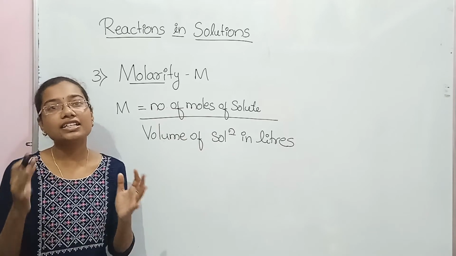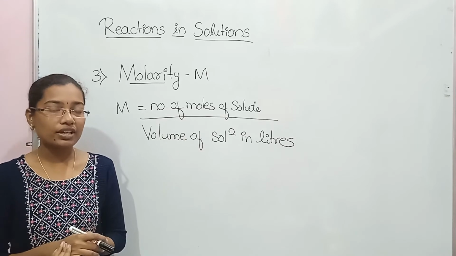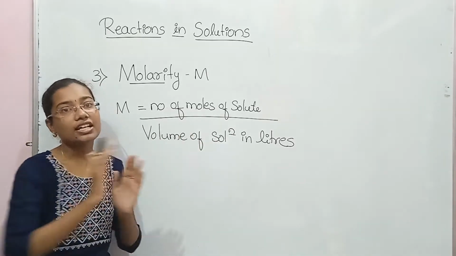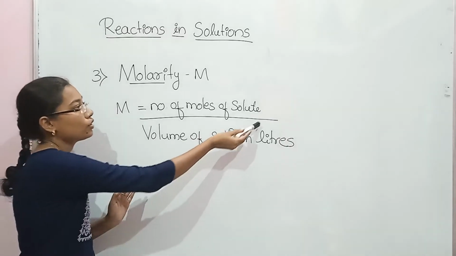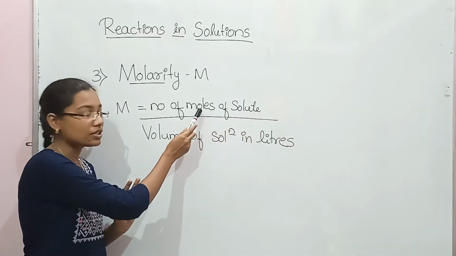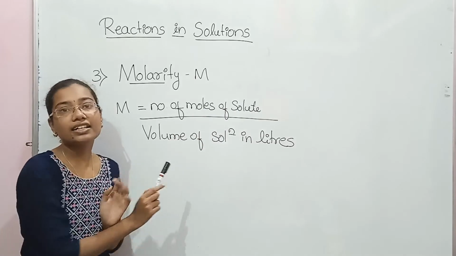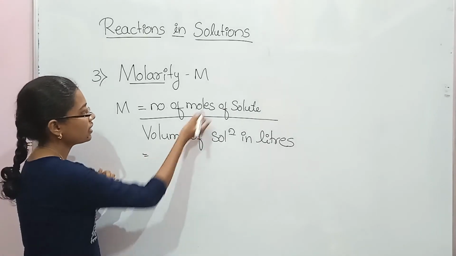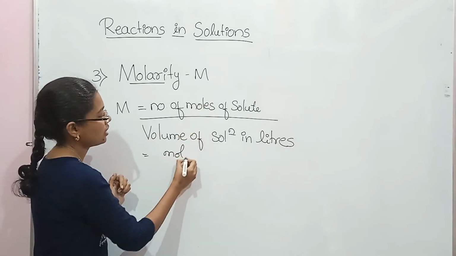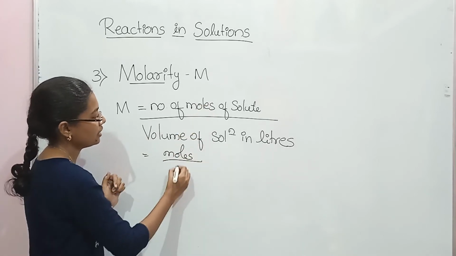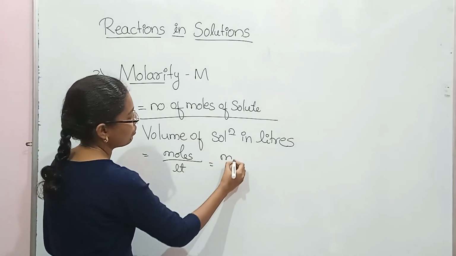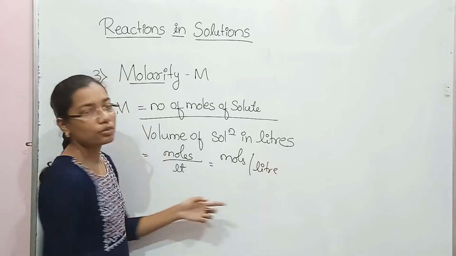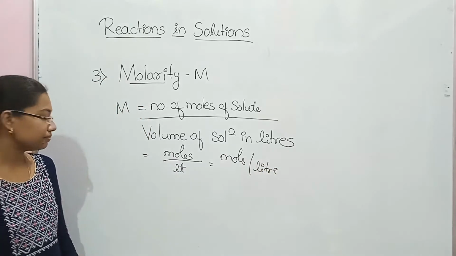Here we are taking the solution, not the solvent. Okay, this you have to keep in mind, that we are using the solution here, not the solvent. That is, the solute should be in moles and the solution should be taken in liters. The unit of molarity is, here we have moles and here we have liter, so it is moles per liter. The unit of molarity is moles per liter.